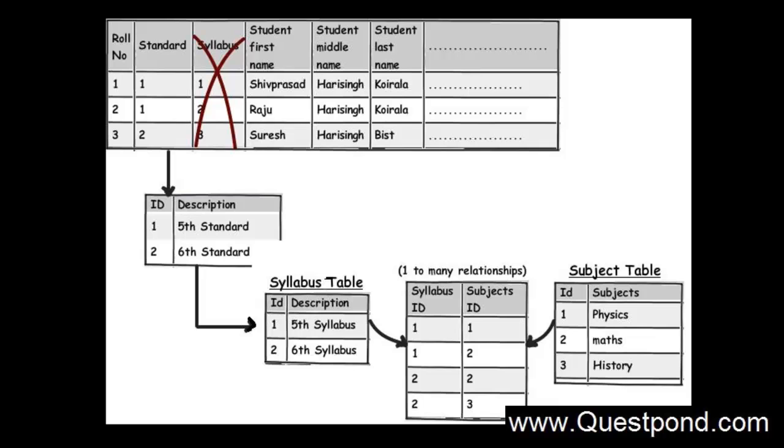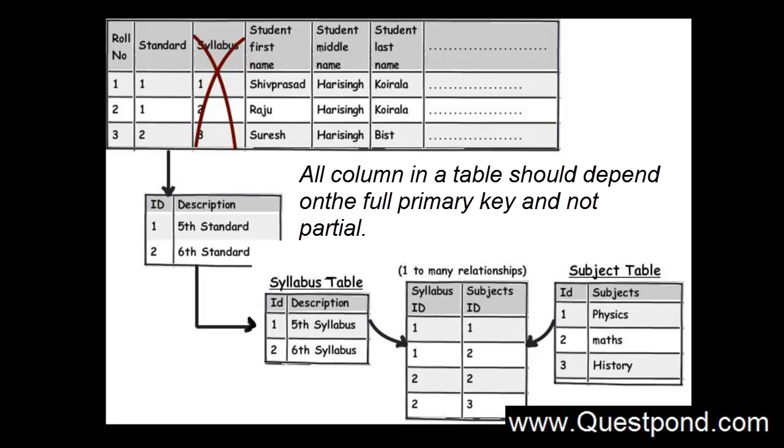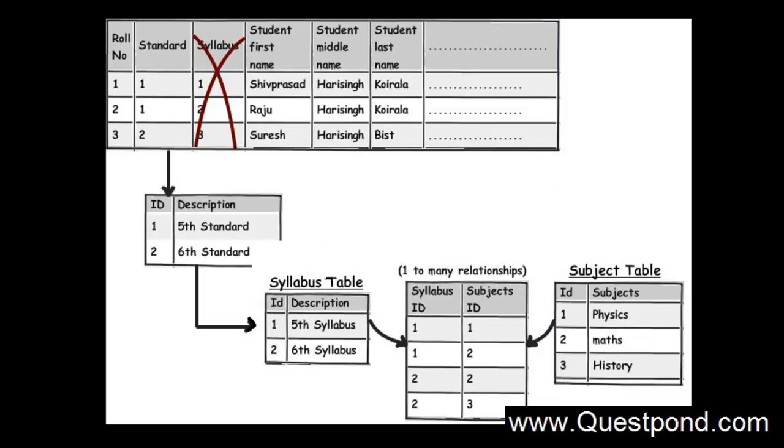And then the standard table entry is already there in the main table by the standard ID. So in this way, we have got rid of that syllabus field from the main table, and we have ensured that we have applied second normal form. Second normal form says that any field in a table has to depend on the full primary key and not partially. So if you remember, as we said previously, the syllabus actually depends on the standard and not on the student or the roll number. So in this way we have applied second normal form, and we have ensured that the syllabus field is not part of the main table.